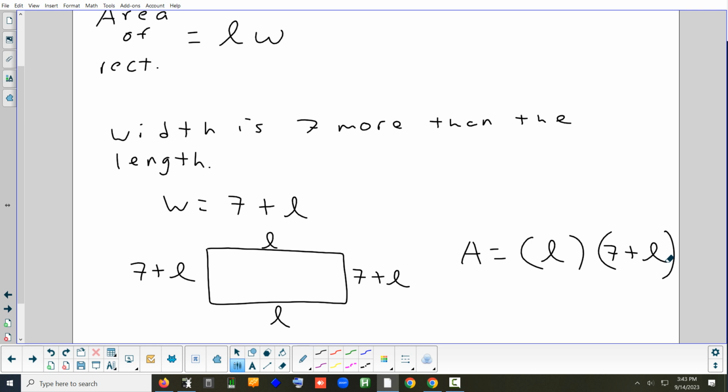In this case, if you were to distribute this out, what kind of equation would you end up with? It wouldn't be linear. Because when you distribute, what are you going to get? L squared plus 7L. When you have something squared, that makes it what kind of equation? Quadratic. So when you have something to the second power, that's a quadratic.